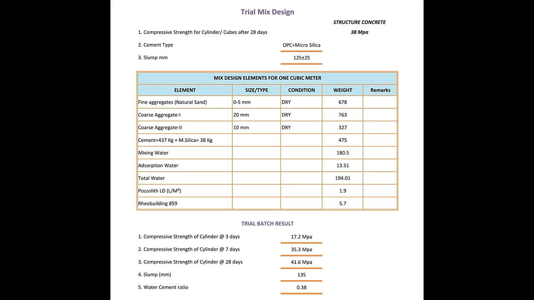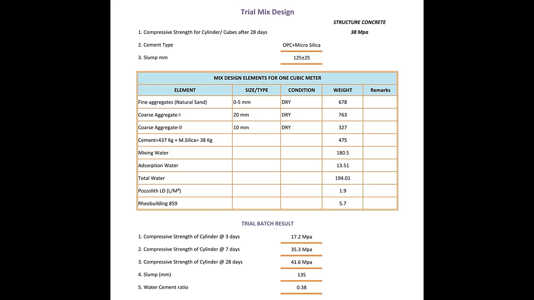First, cement type. In this case, ordinary Portland cement mixed with silica is used. Second, slump requirement, which we will discuss later in the video with a demonstration. Third is the mix design table. The first column tells about the list of elements required to achieve our desired strength. The second column tells us about the size of the element. The third column tells us about the condition, whether dry or wet. And the fourth is about the weight in kg required for 1 cubic meter of concrete.